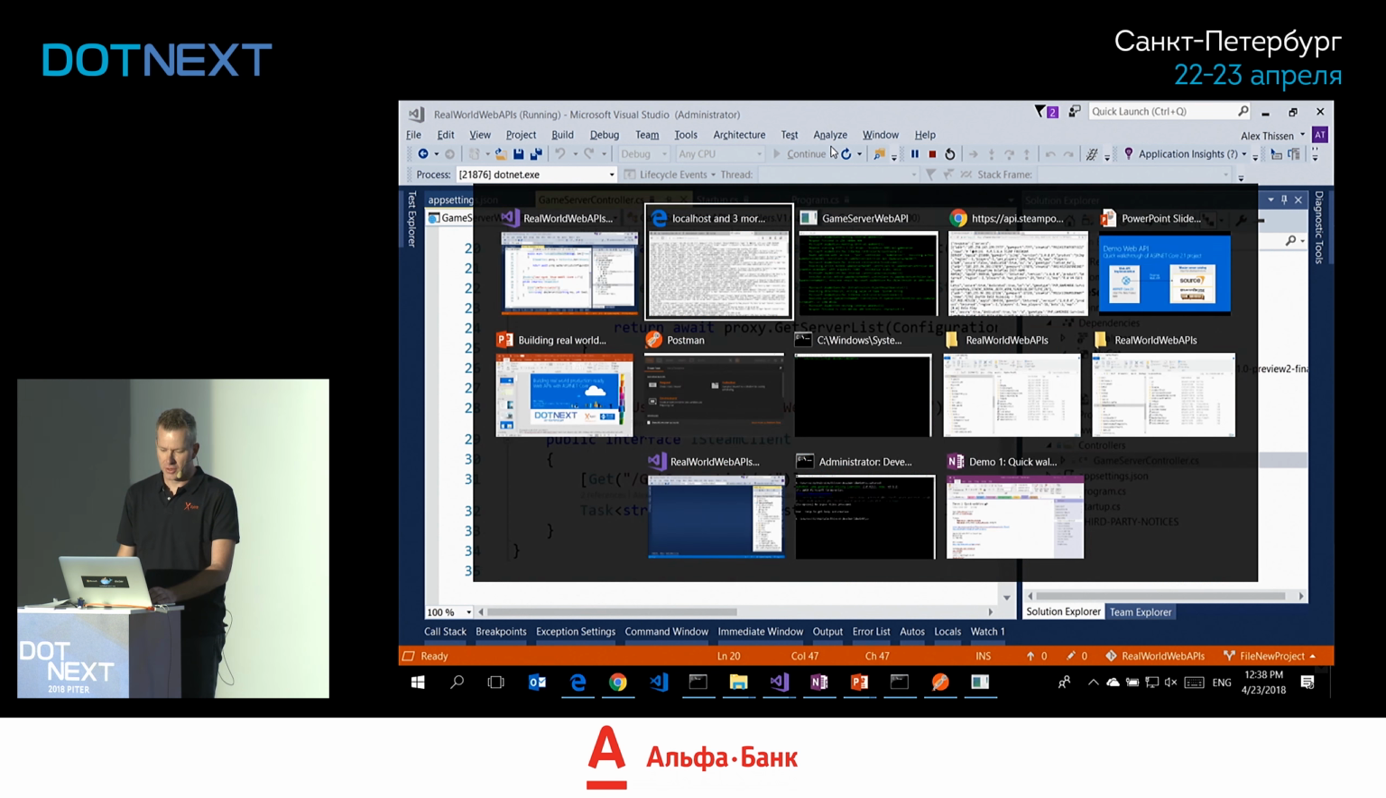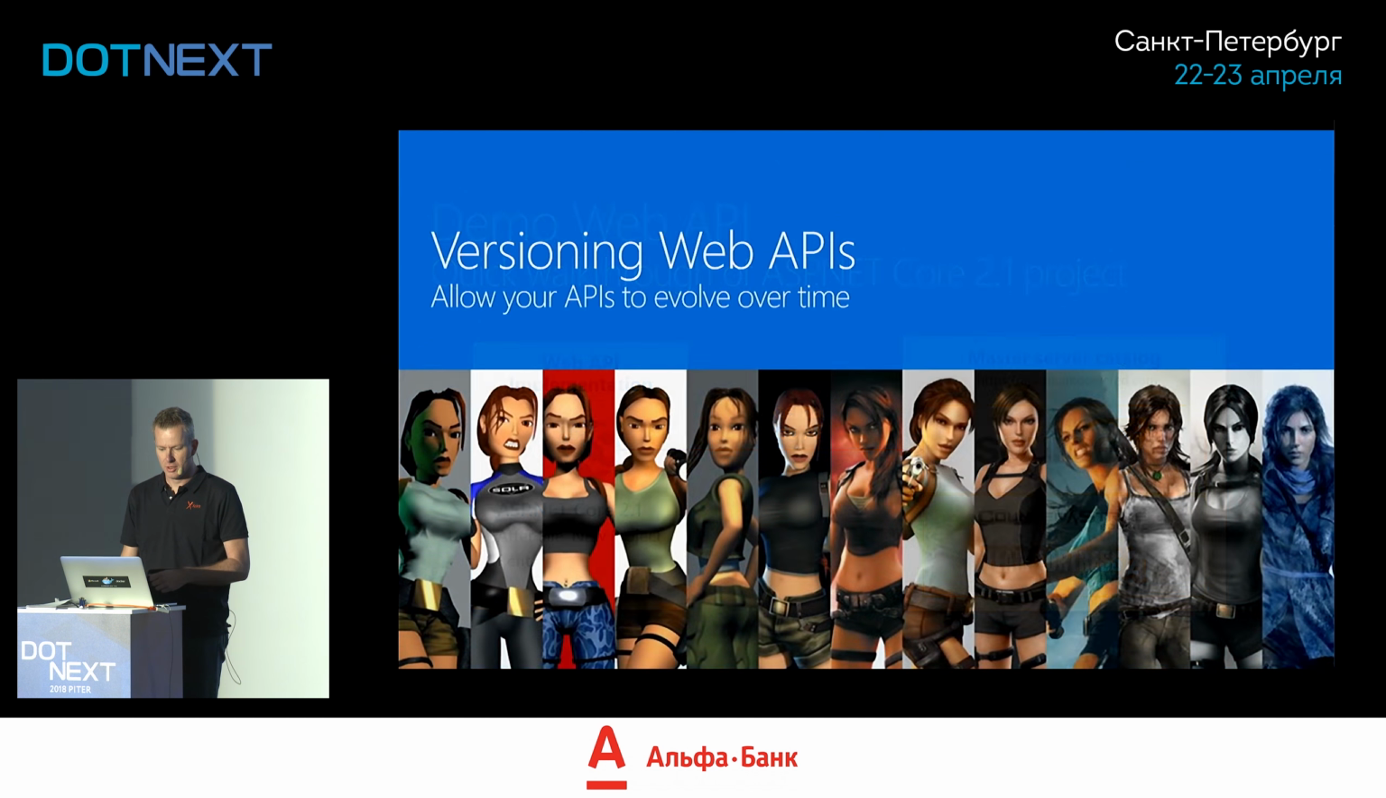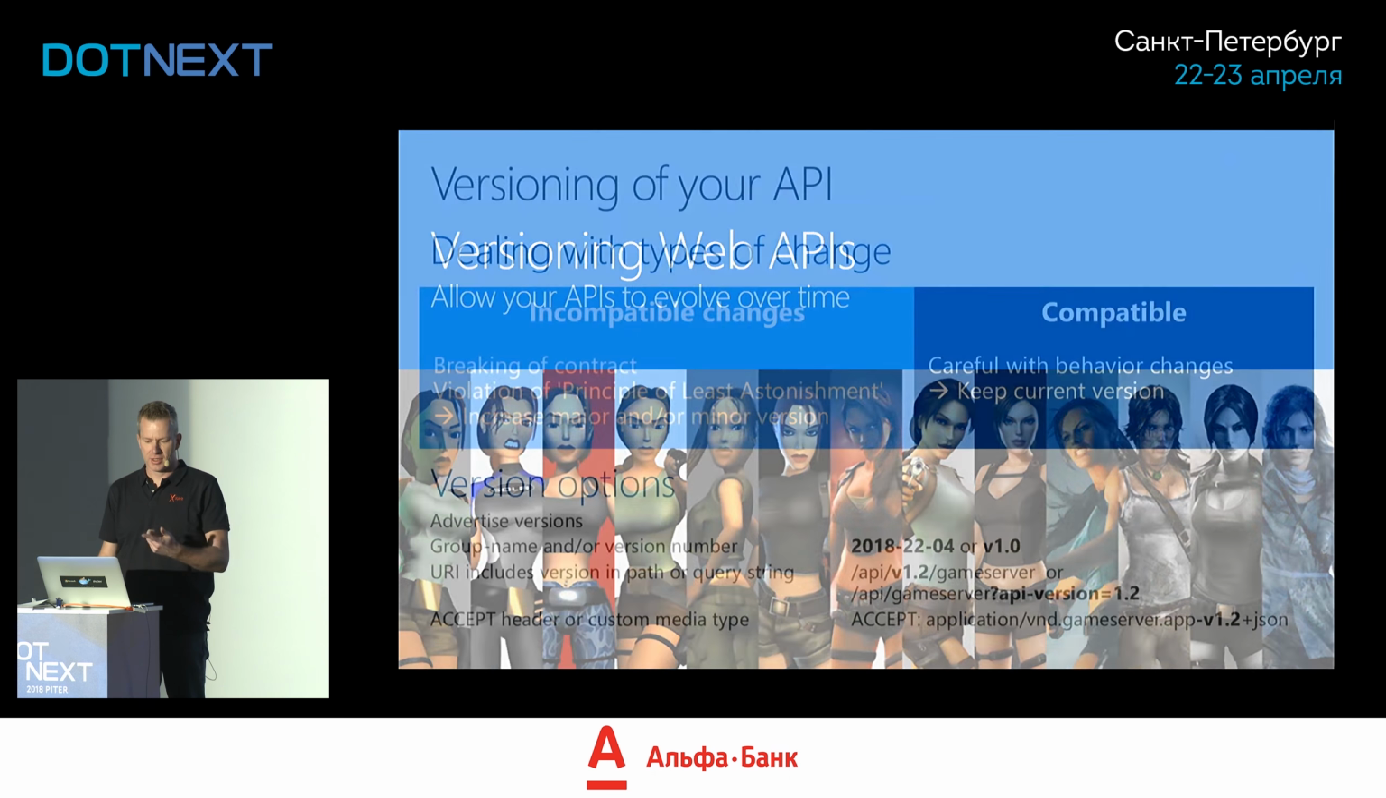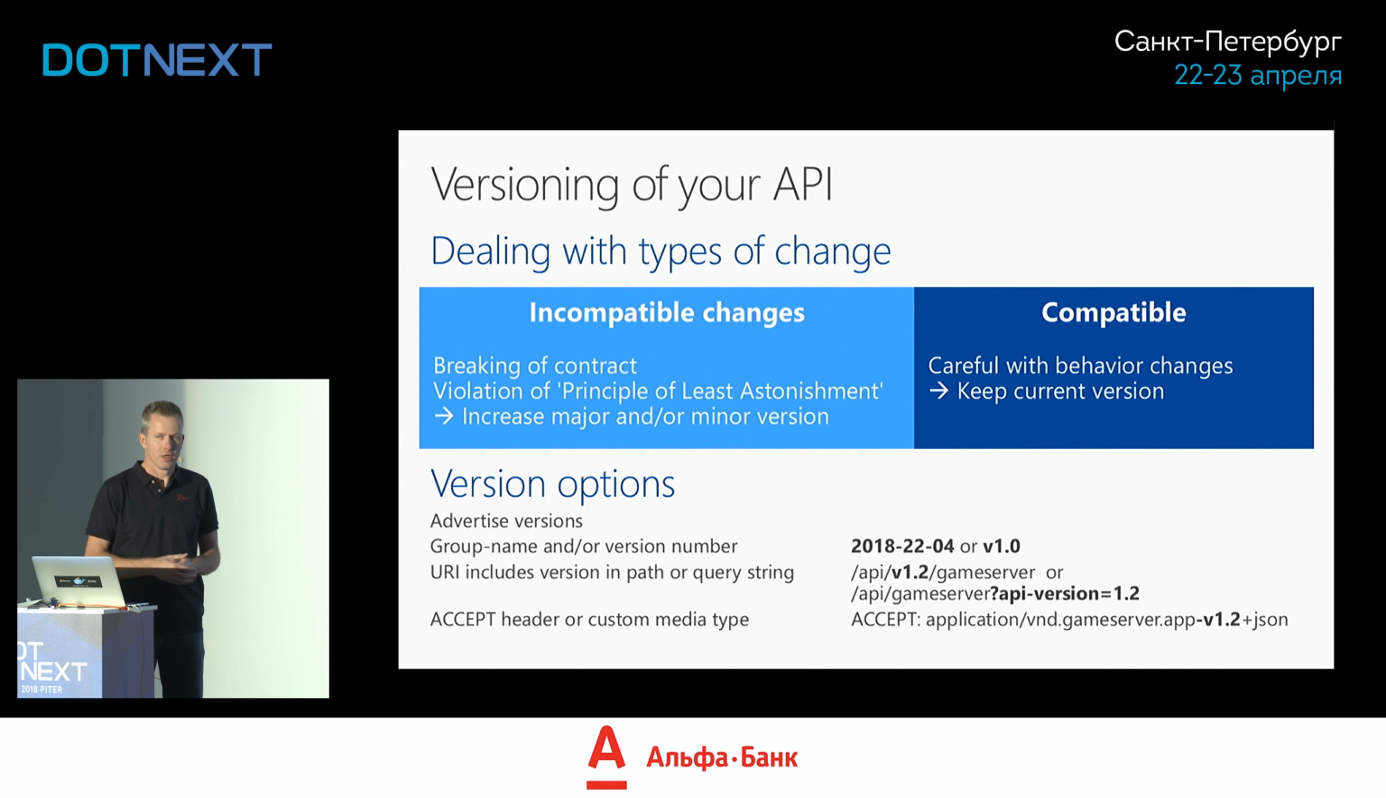And we'll start with the next thing, that's called versioning. Again, your Web API will probably evolve over time. It will go from simple to more mature, more rich implementation, and that's something that you need to take care of.